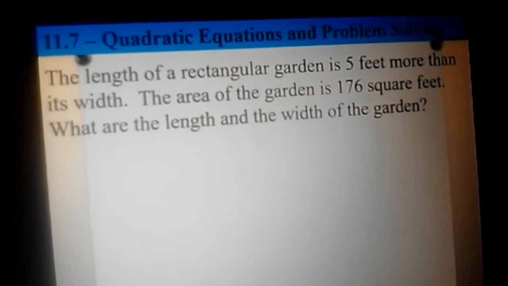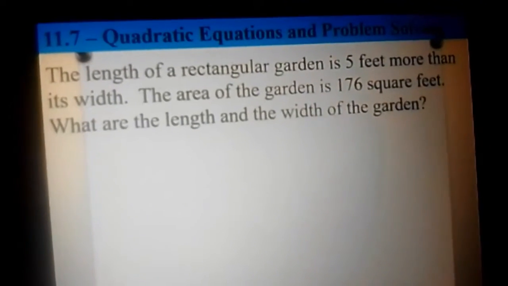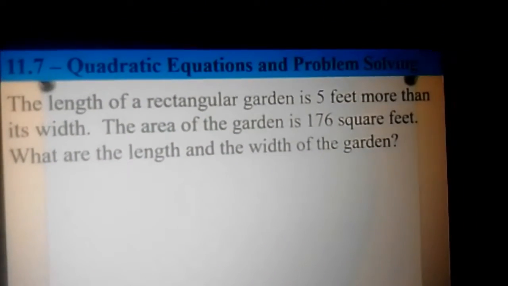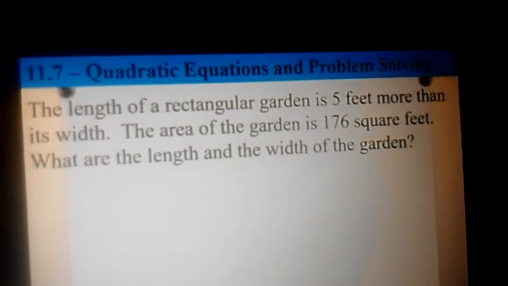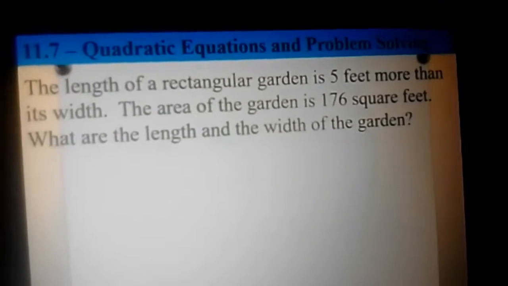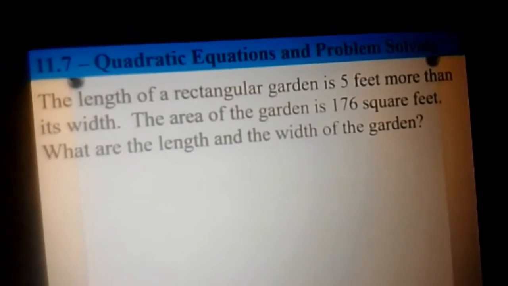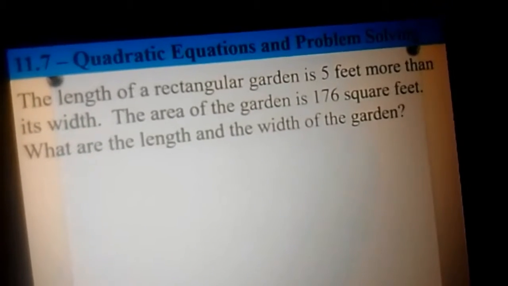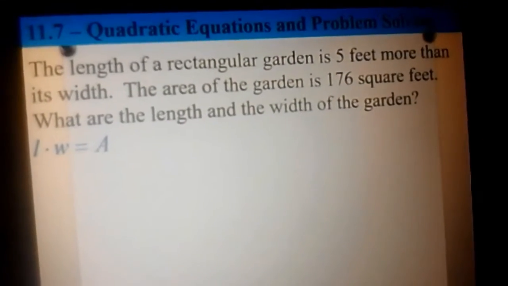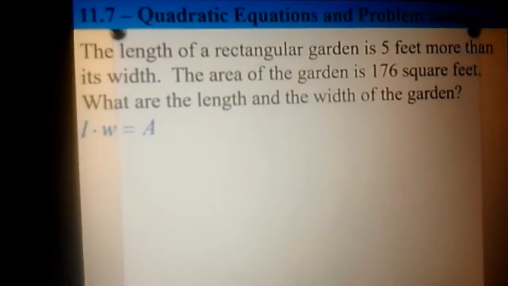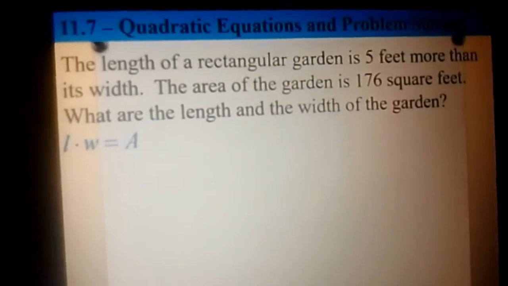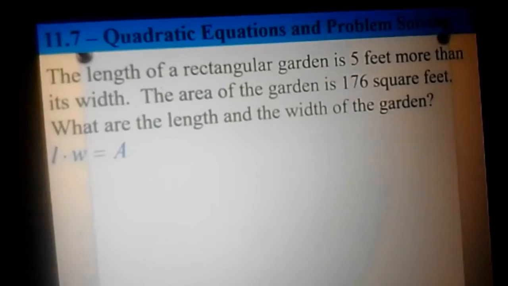So, based on the first sentence, we can formulate an equation where L is our length and W is our width. Since the area of the garden is given, we can find the quantities for the length and width of the rectangular garden. So, let us use the formula for the area of a rectangular garden: length times width is equal to the area.